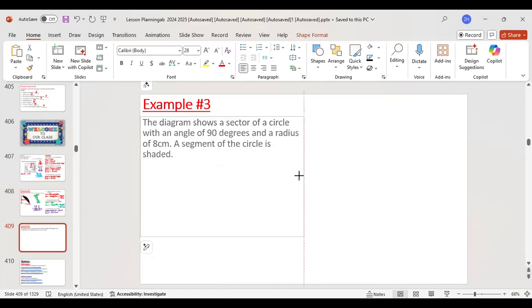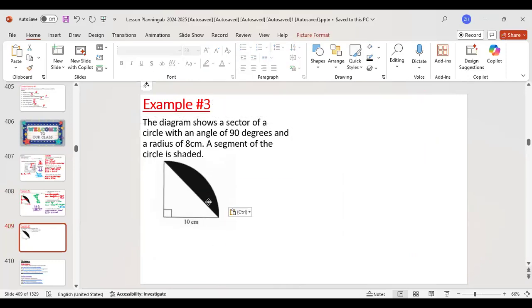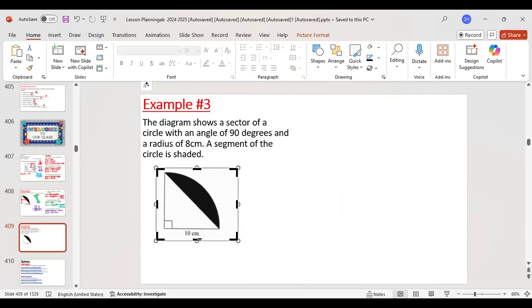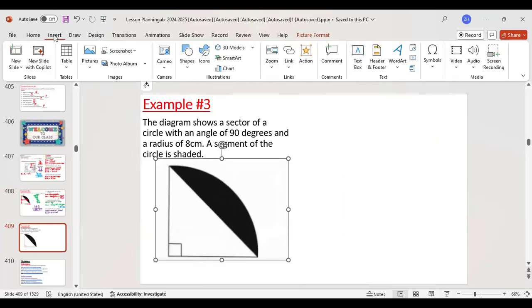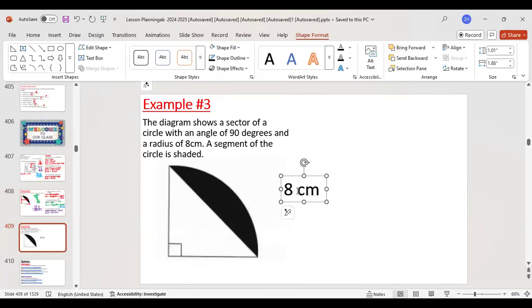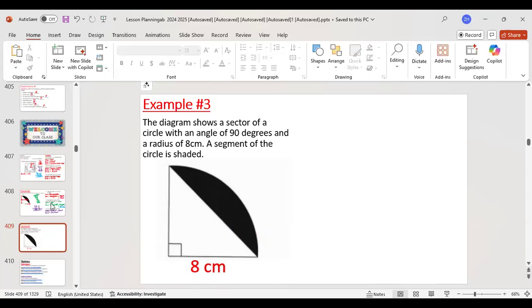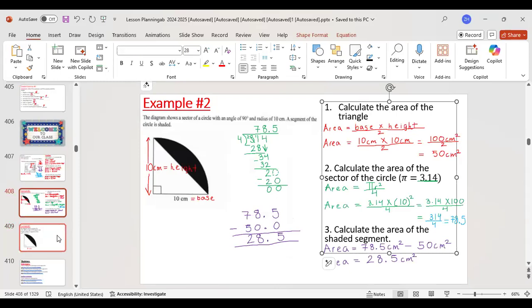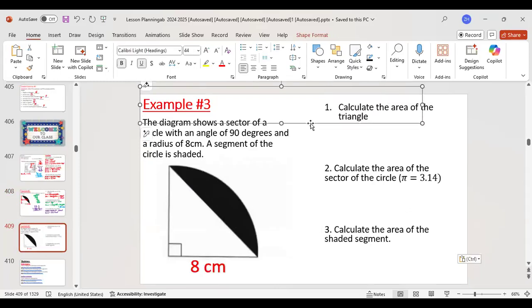So we're gonna put this here and here, but instead of 10, we're gonna use 8. So let's use 8 centimeters. And our goal here is to find what? The area of the shaded segment. So we're gonna keep these ones. These are the questions here. In fact, let's just make this one a great exercise. I want y'all to do this on your own. We're just gonna go over it together.